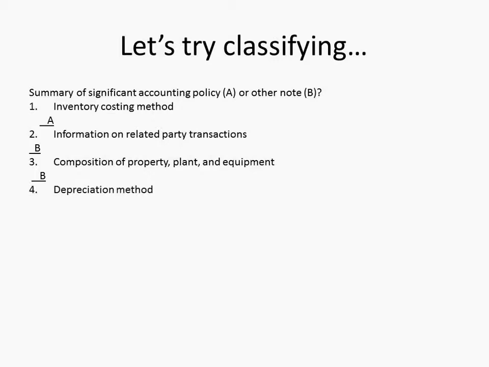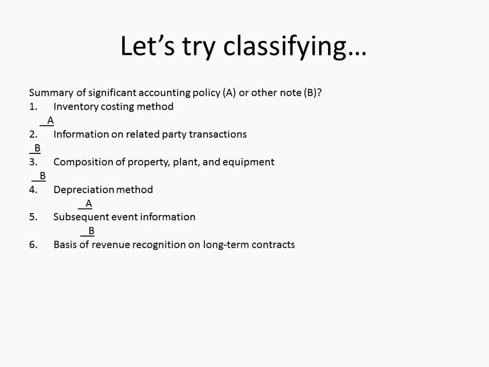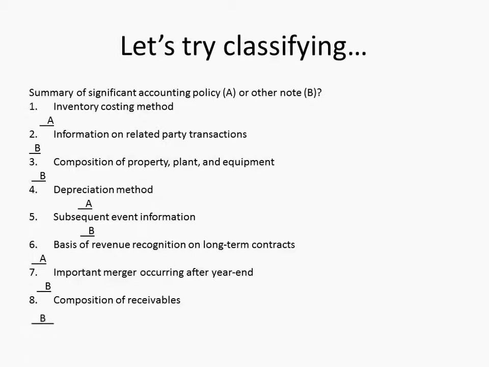Depreciation method. Good. Subsequent event information. Good. Basis of revenue recognition on long-term contracts. Good. Important merger occurring after year end. Is that like an after I already give it? That's a safe bet. After the answer is up. Composition of receivables. Good. If it said method for reporting your allowance or method for reporting receivables, then it would be A. Okay? So that's really through that.